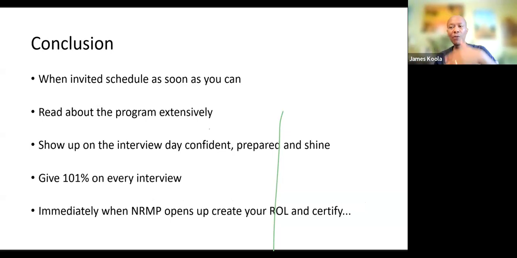When you are invited for an interview, try to schedule as soon as you can. Read about the program extensively. Show up on the interview day confident, prepared, and shine. Give it 101%. Even if you have 50 interviews, treat every one like your only interview. Have that attitude when you go in, and you will prepare well, you will show well, you will be liked, and they will rank you.